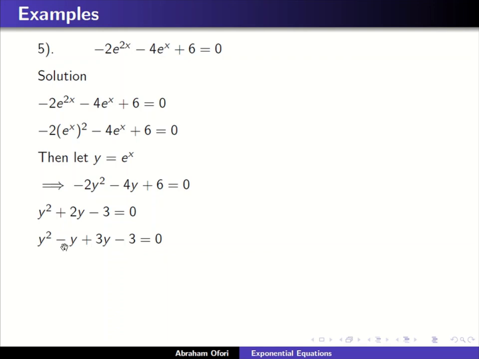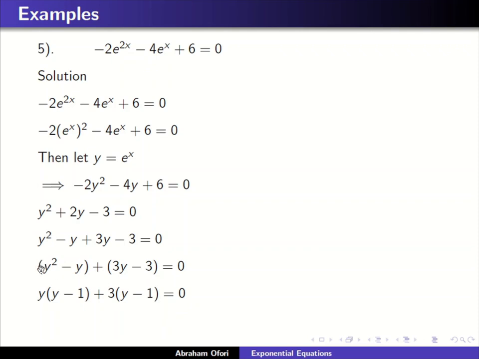Looking at here, after adding this and this, you get back this, so you've not changed anything. So I can group some terms here and try to factorize some things out. Here I can factorize my y out. It becomes y times y minus 1, plus 3 times y minus 1.